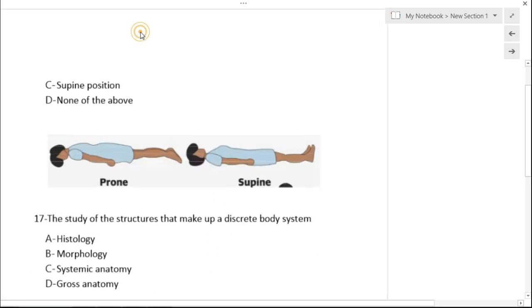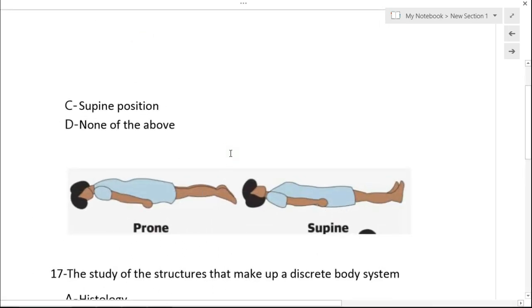Face pointing upward. The correct answer is supine position, that is option C. Question number 16, option C is the correct answer.